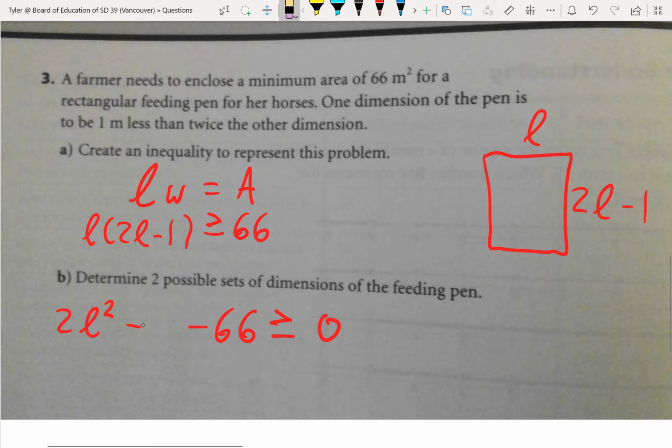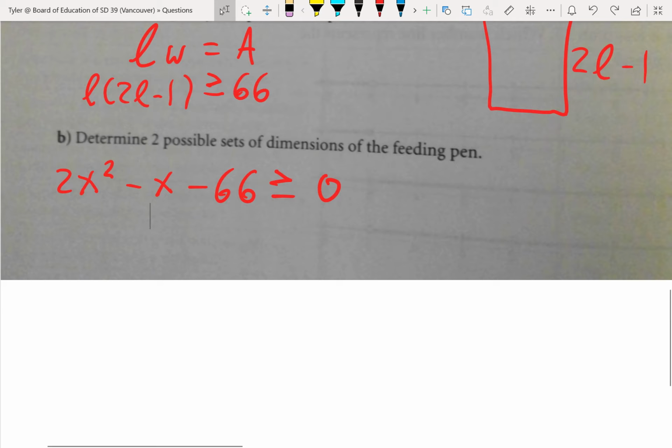I'm going to turn these to x's just so that I don't get confused when I'm writing this out and think they're 1s or something. Now I have my inequality. Determine two possible sets of dimensions of the feeding pen. There are a couple of ways that we could do this. I think the easiest way is by finding out what the x-intercepts are. So we would factor it, or use the quadratic formula, to find out what they are, but that's how we could get the actual answers. I'm going to graph it on Desmos to make it easier to see.